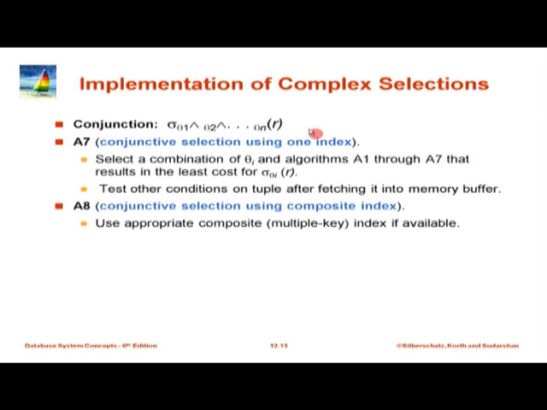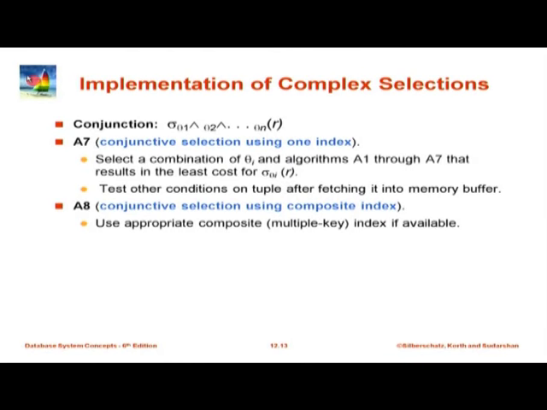If the number of records with department equal to comp sci is small, then maybe that index would be good. I will find all the records with comp sci, fetch the records and apply the condition that total credits greater than 100. On the other hand, if the optimizer decides that most people have less than 100 credits, so it's more efficient to find who all have greater than 100 credits, fetch the records and then apply the filter on department name, that plan is chosen. So that is algorithm A7.